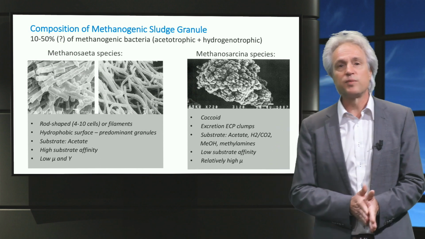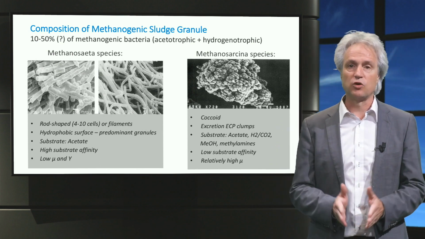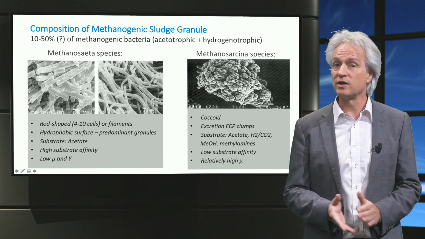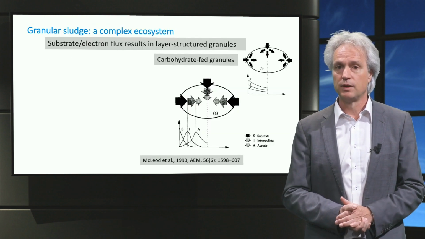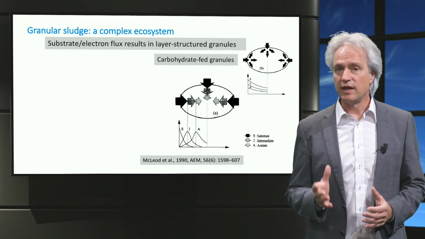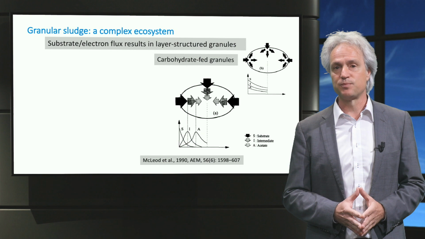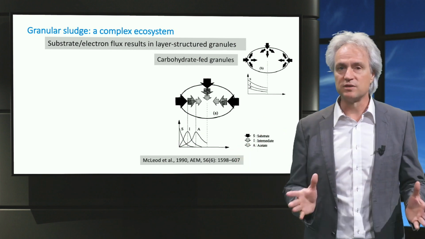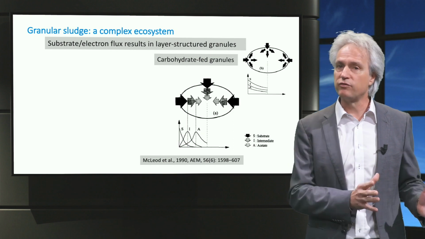The formation of anaerobic granular sludge is a common phenomenon in anaerobic high-rate reactors. The exact composition and structure is determined by the wastewater composition. Based on the difference in kinetic properties of the different trophic groups, a layered structure of the sludge granules can be expected. And the paper cited here gives a schematic presentation of how such layering may evolve.